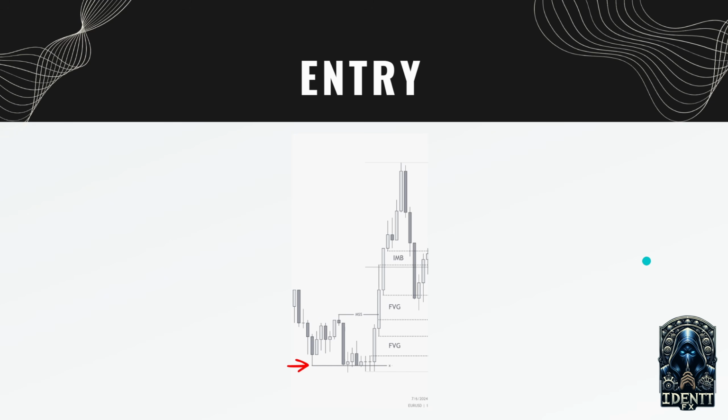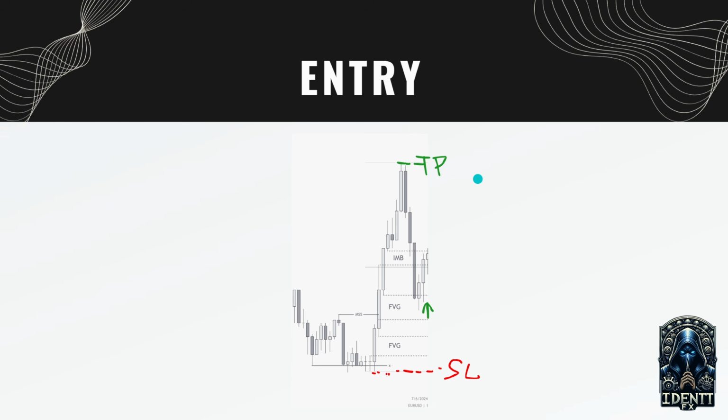Let's cover the entry. First, we have our sweep. We have our market structure shift, we have our displacement, we know where our equilibrium is, we know where our fair value gaps are, we know our premium and discount. So where do we enter? We enter right here. Now, our stop loss and TP placement are very simple.